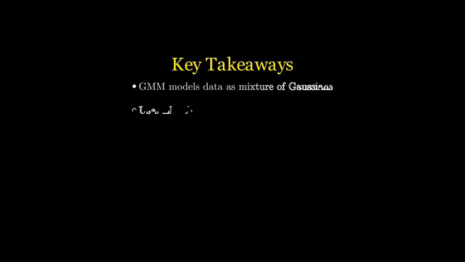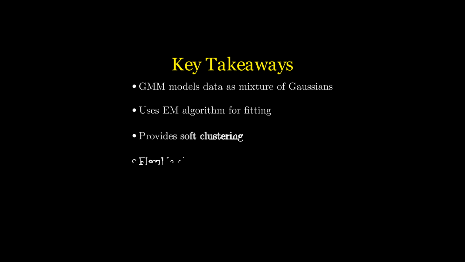In summary, Gaussian mixture models offer a powerful probabilistic approach to clustering. They model data as coming from a mixture of Gaussian distributions, provide soft clustering assignments, and can adapt to different cluster shapes through the covariance structure.